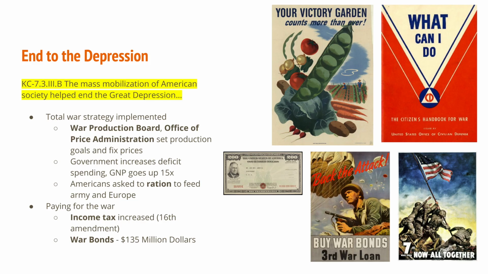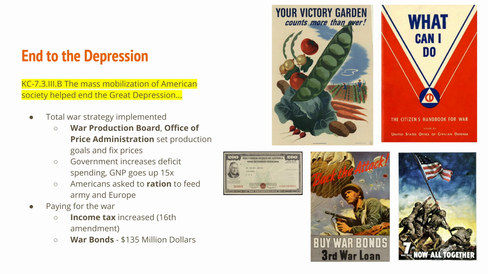The first key concept is going to show a huge transformation because World War II is going to end the Great Depression. That's the key concept. The mass mobilization of American society helped end the Great Depression. It did so by implementing a total war strategy. So that means that the government is going to control the economy and they're going to set prices in order to be better able to win the war.